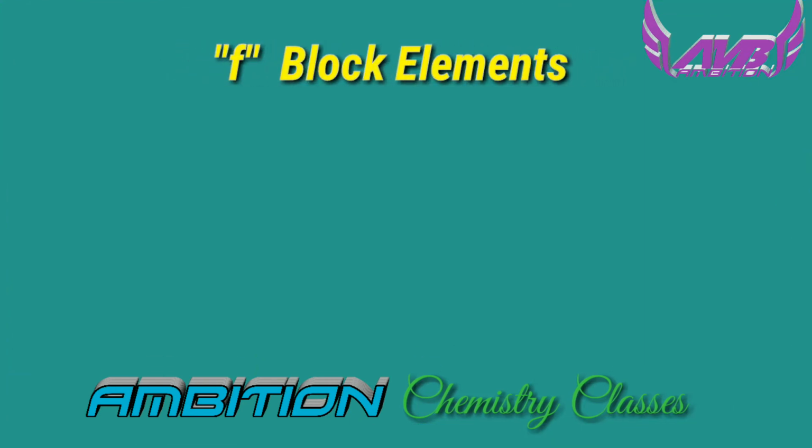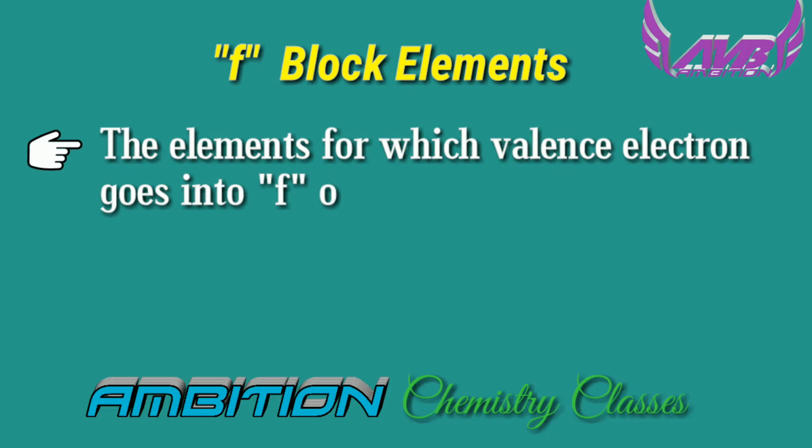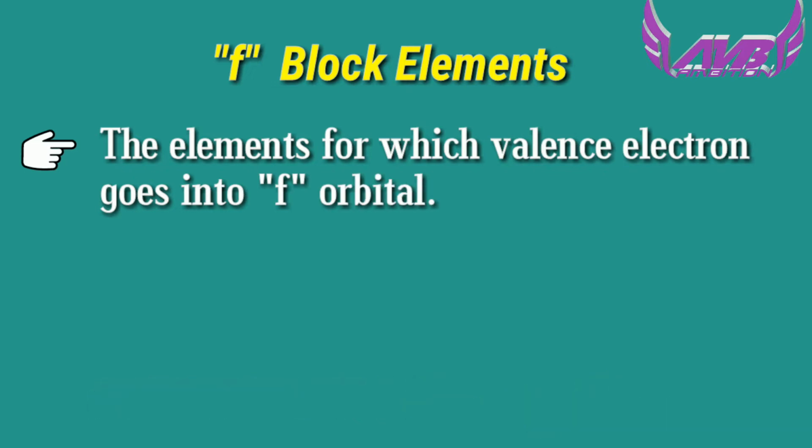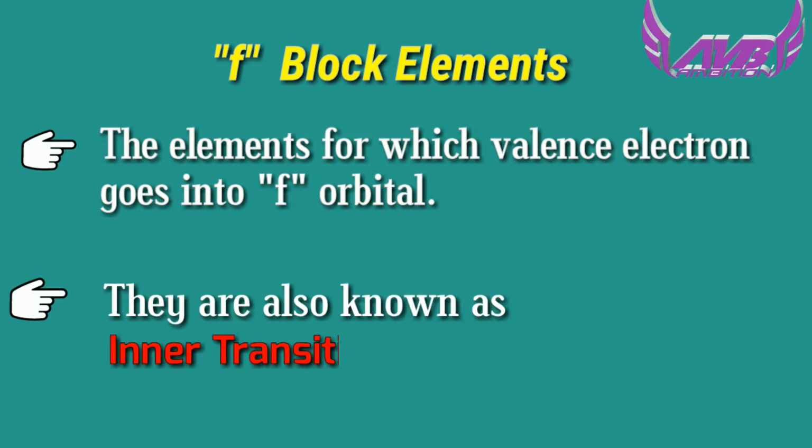The elements for which the last electron goes into the f orbital are called F block elements, and they are also known as inner transition elements.